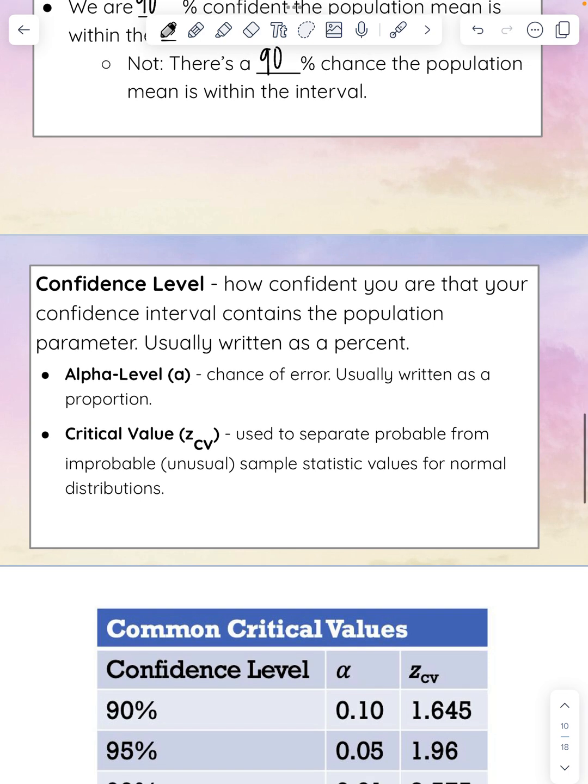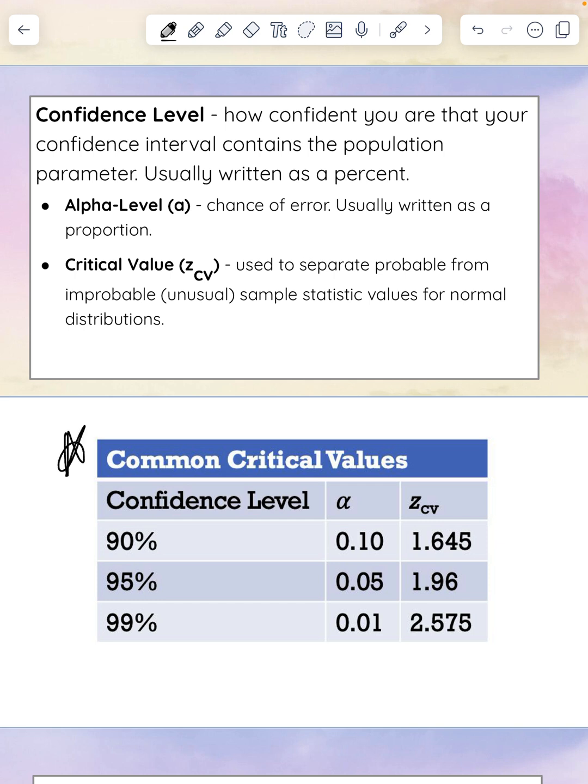Okay, then confidence level. So there are different types of confidence intervals we can make dependent on our confidence level. That's how confident you are that your confidence interval contains the population parameter, usually written as a percent. Alpha is your chance of error, and it's written as a proportion. Critical value of Z is used to separate the probable from improbable sample statistic values.